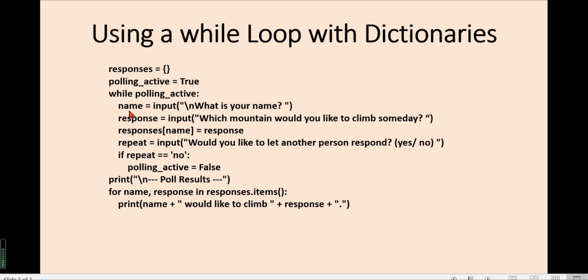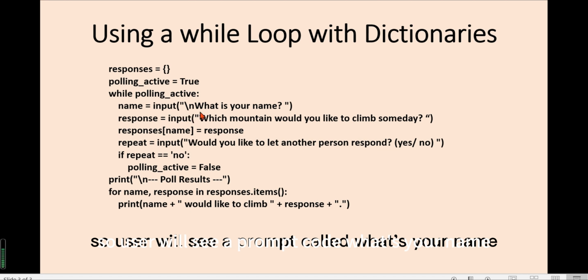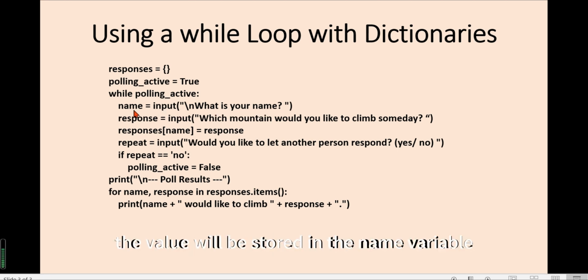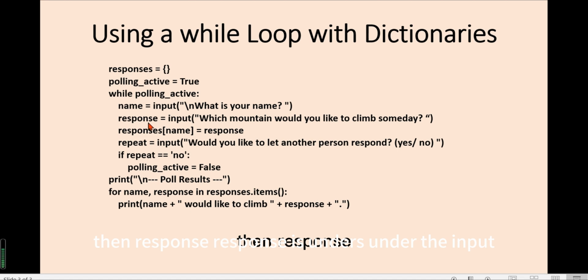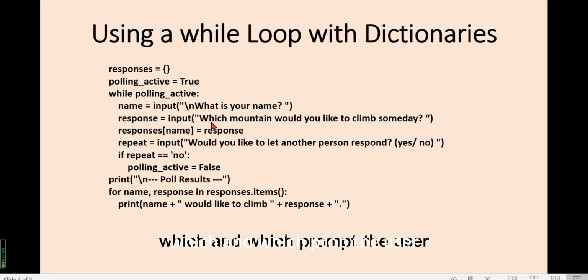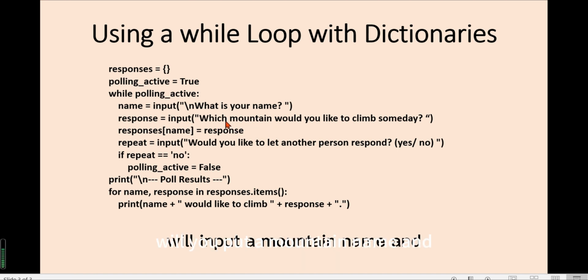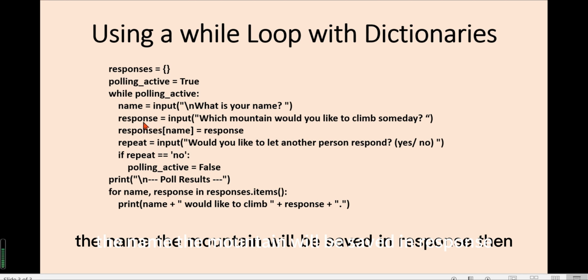So the user will see a prompt: what's your name? Then the user will input his or her name, and the value will be stored in the name variable. Then response is another input which prompts the user to input a mountain: which mountain would you like to climb someday? Then the user will input a mountain name, and the mountain will be saved in response.